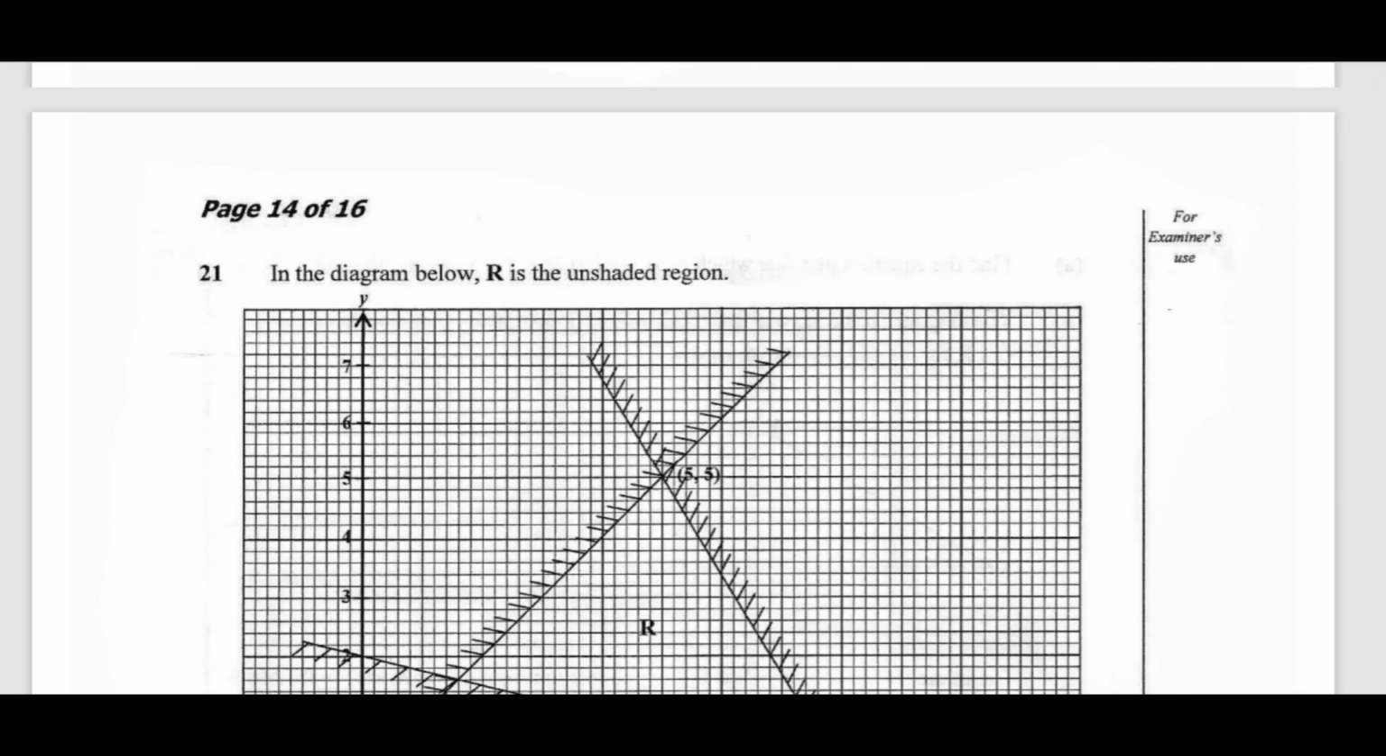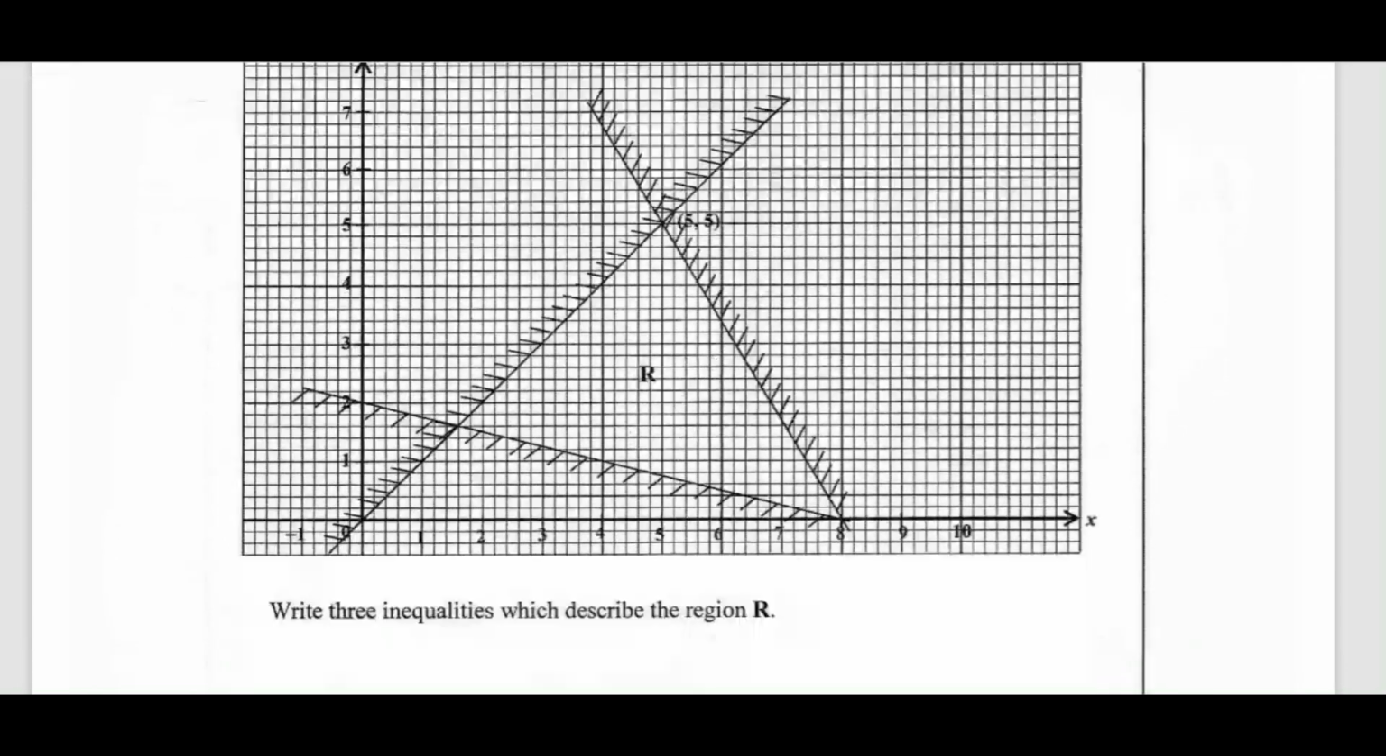Okay, so in the diagram below, R is the unshaded region. So we have R as the unshaded region, or you would say this is the wanted region. So how do we find the inequality? We have three inequalities that we're going to find. The first inequality that we can find is this one.